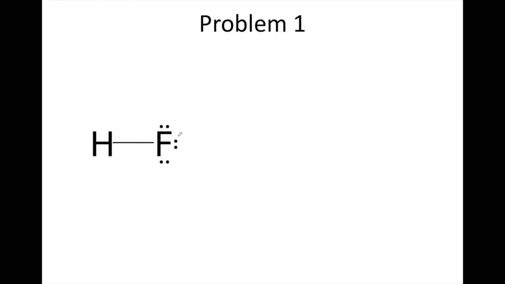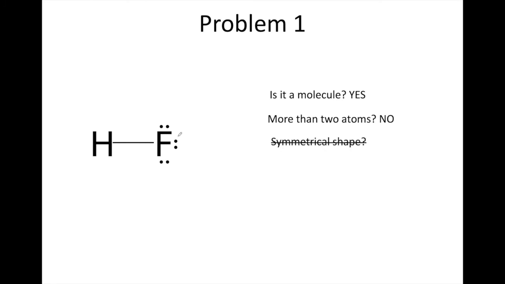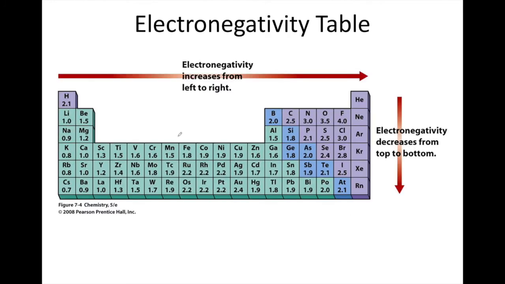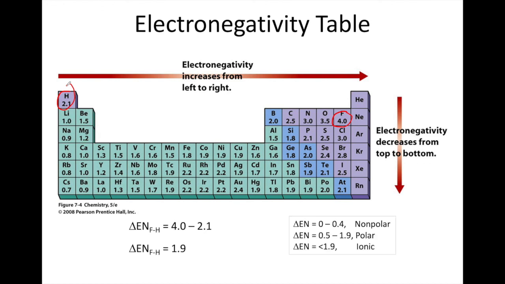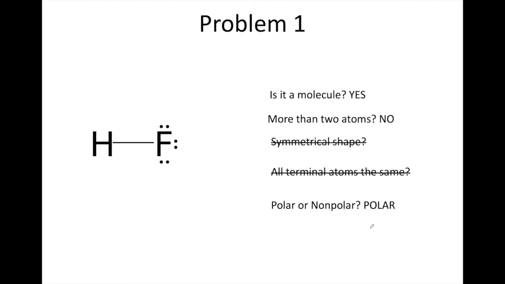And finally, HF. Is this a molecule? Yes. Are there more than 2 atoms? No, there's only 2 atoms here. So here, we don't need to worry about the symmetrical shape or the terminal atoms. So is it polar, nonpolar? Well, we have to look at our difference in electronegativity. Fluorine is 4.0, hydrogen is 2.1. So we calculate the difference in electronegativity here. We get 1.9. That sets us up as a polar molecule. So this one is polar.